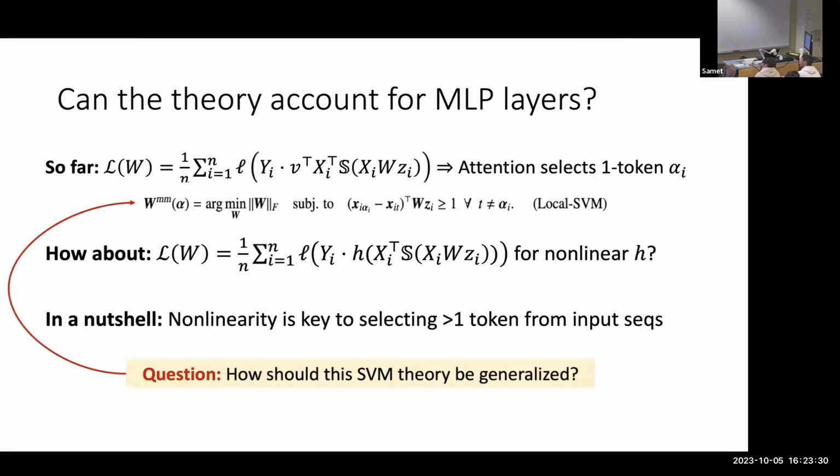Then the natural question is, how should we adapt this, right? So that there's a more general SVM form that helps select multiple tokens. This is essentially what I will discuss.